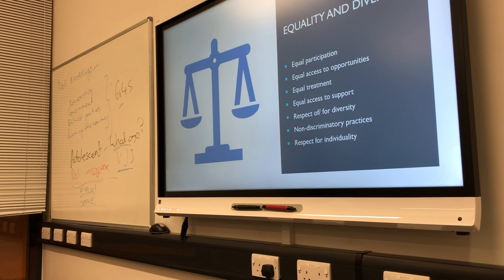If we say all children use the stairs regardless of whether or not they need a lift, then we've treated all children the same but unequally because some children will need a lift. Okay? So it's got to do with equal treatment, equal access to support. So children get the support they need.